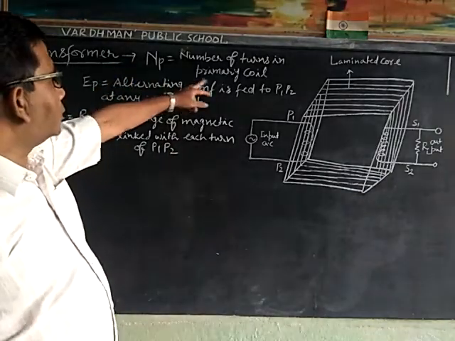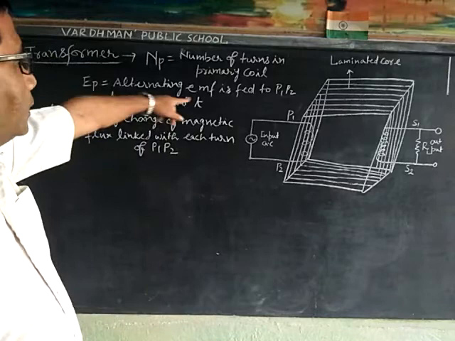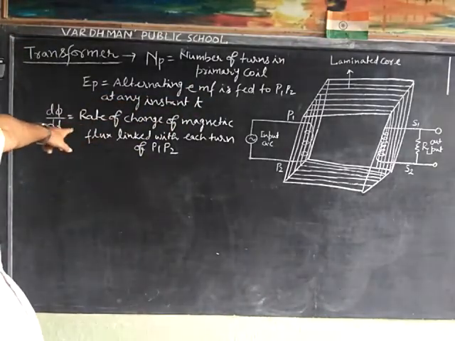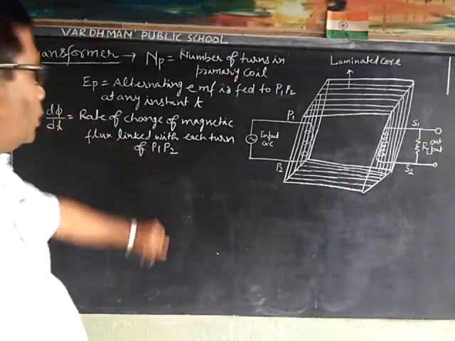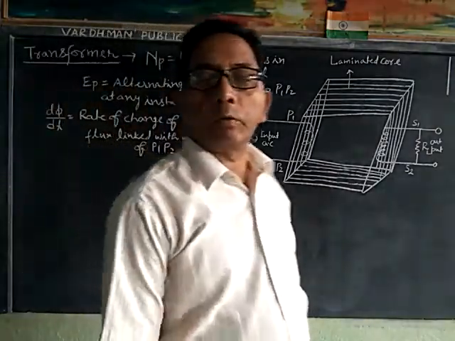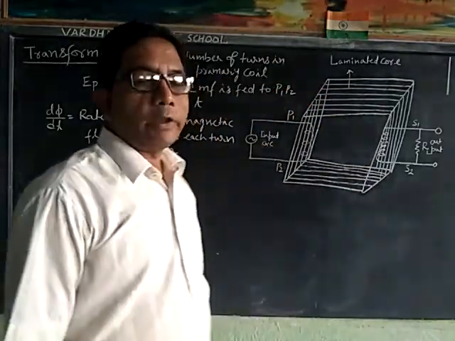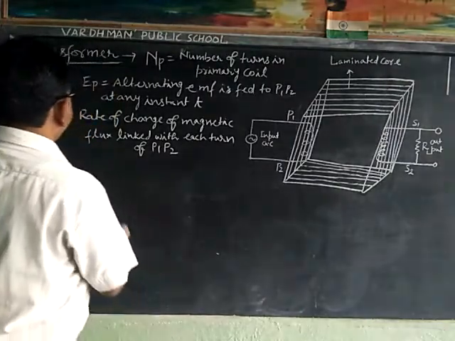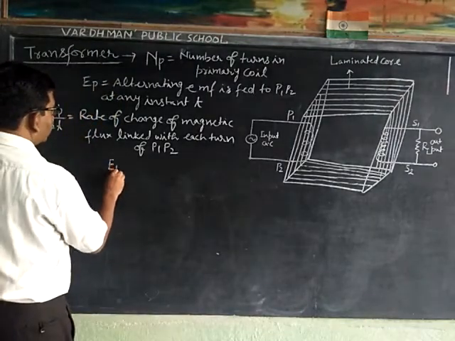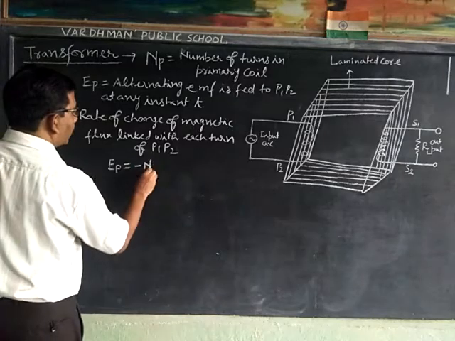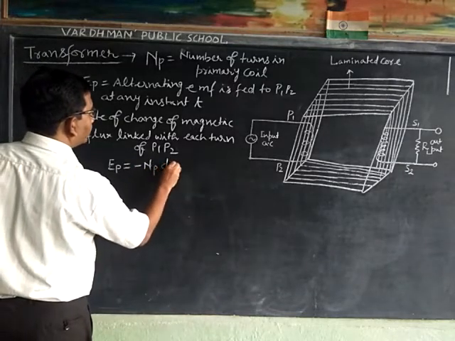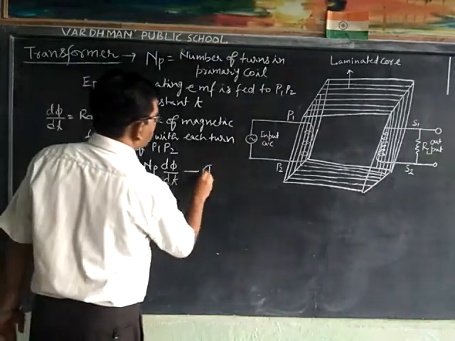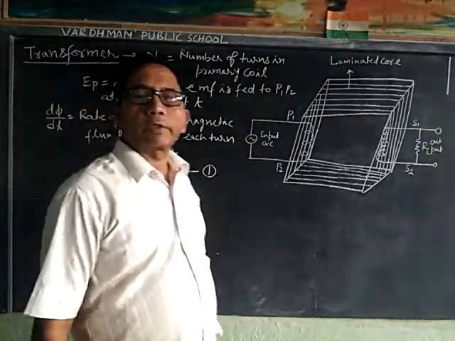NP is the number of turns in the primary coil, EP is the alternating EMF fed to P1, P2 at any instant T, and d phi upon dt is the rate of change of magnetic flux linked with each turn of P1, P2. Now EP is equal to minus NP d phi upon dt. Suppose this is equation first.